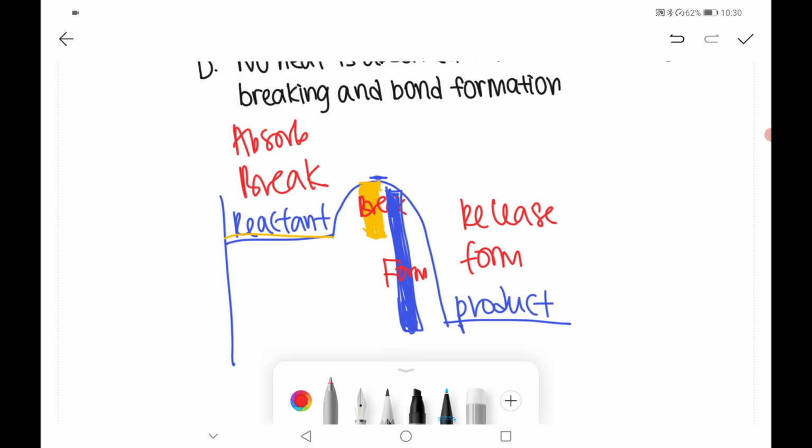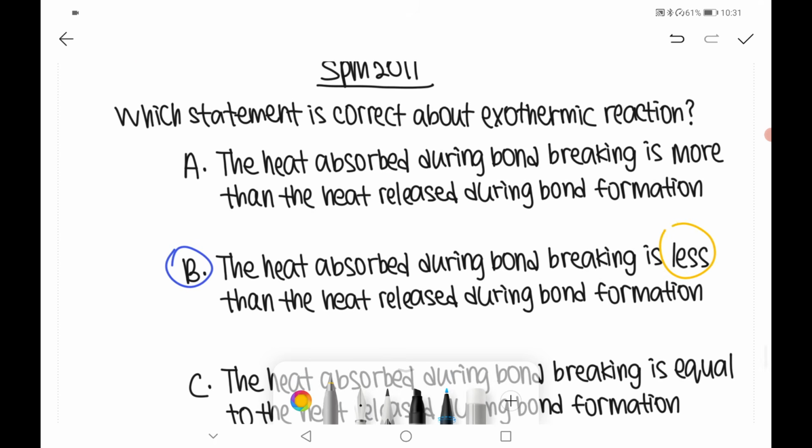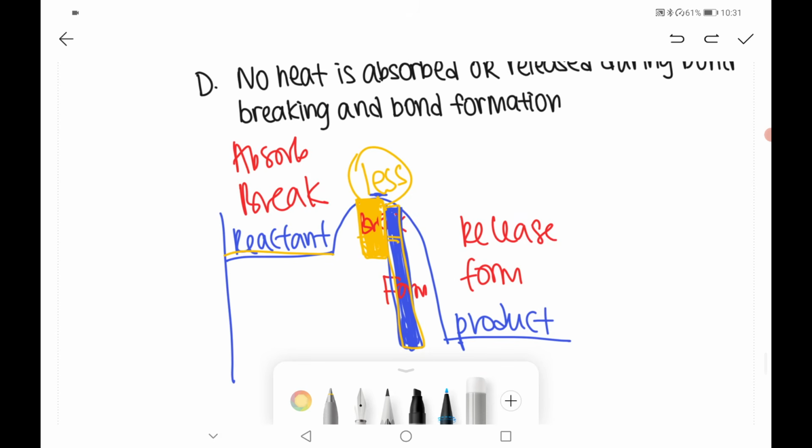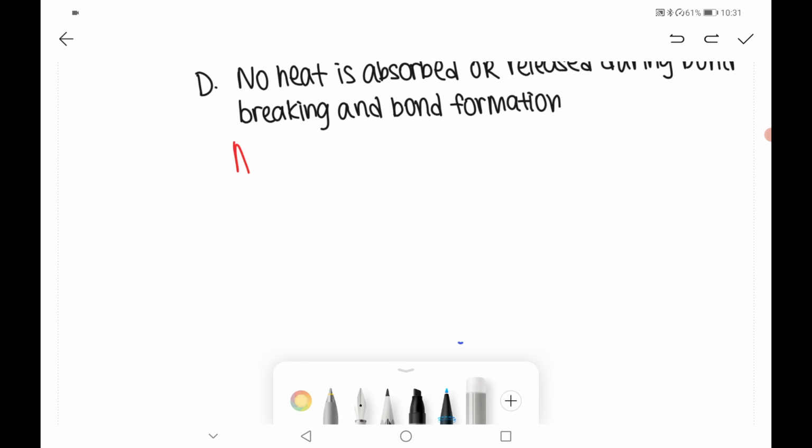Okay, so now which one is greater? So you can see the breaking bond is so little, the forming bond is so much. So the energy that we absorb during bond breaking is lesser than the energy released during bond formation. So it's less. So the best answer is B. Okay, the best answer is B. Okay, so I repeat one more time, just to make sure everyone can see this concept.